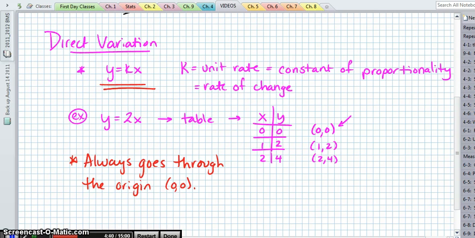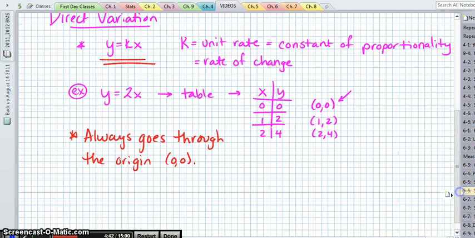Something else you want to recognize in terms of when to use this equation, you will encounter the words varies directly. So you might see something like that. When we read y equals kx, we say y varies directly as x. That's why it's called direct variation.